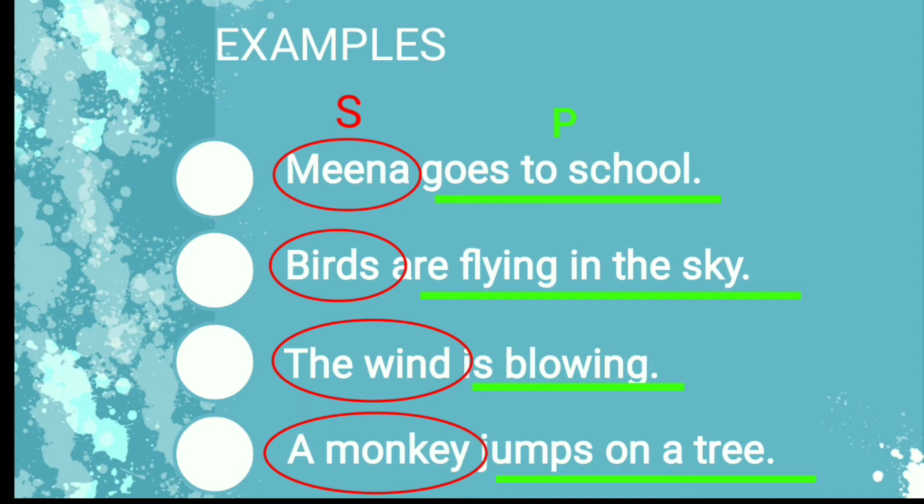Now you can also find the subject by asking the questions what and who. Is it possible? Yes, just look at these examples. The wind is blowing. If we ask the question, what is blowing? The answer is the wind. So the wind is the subject. Isn't it amazing? Now look at this sentence. A monkey jumps on a tree. Who jumps on a tree? The monkey. So the answer is a monkey. So the subject is a monkey.